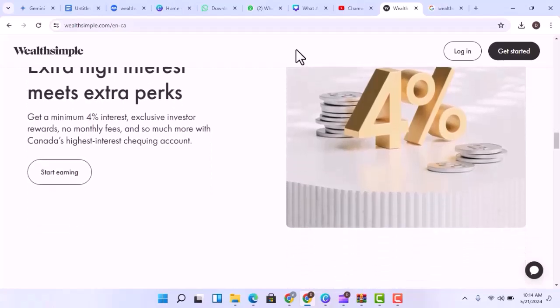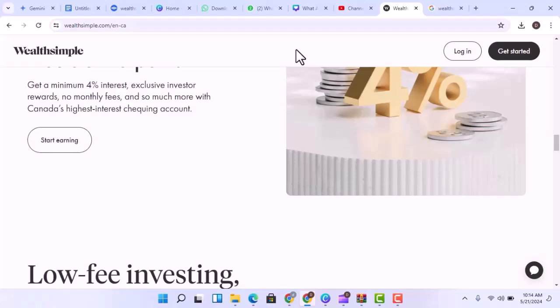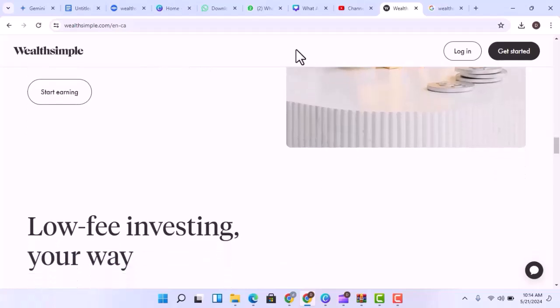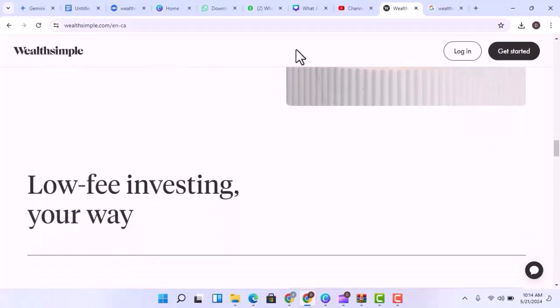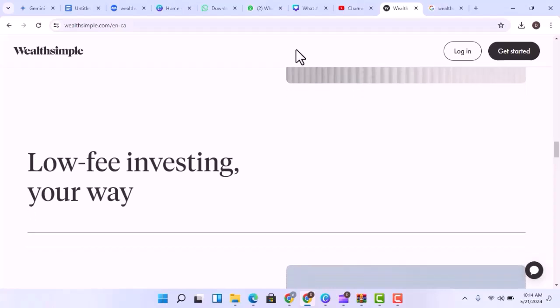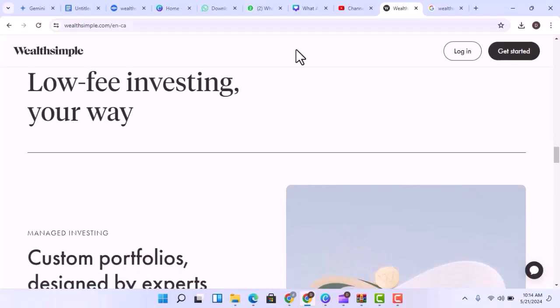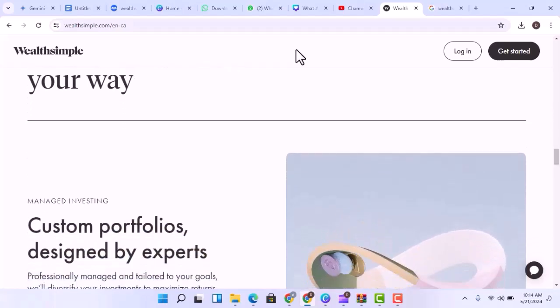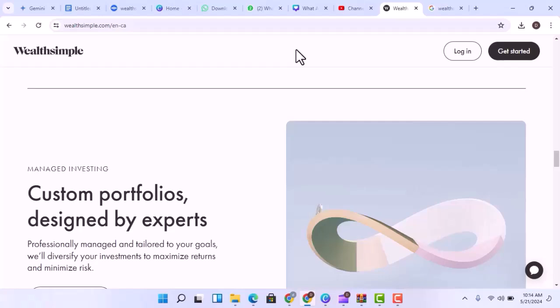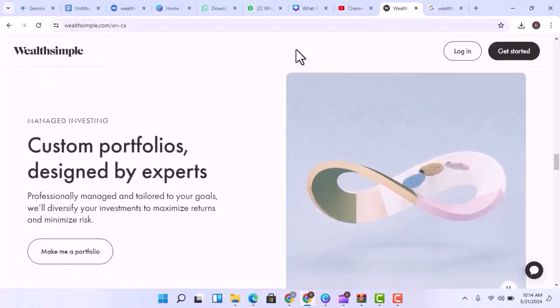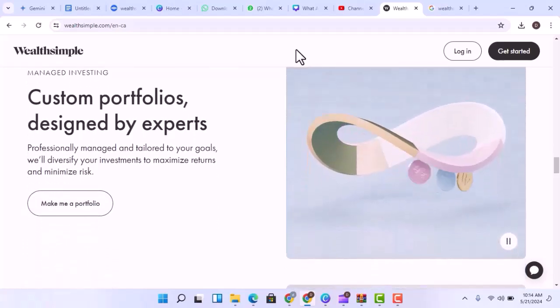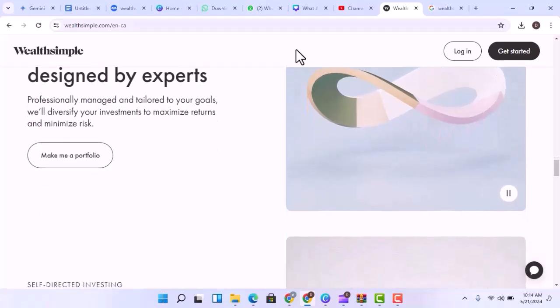There are two main ways you can do an account transfer. In-cash transfer. This option involves selling all your existing holdings in the other account, converting them to cash, and then transferring that cash to Wealthsimple. It's a straightforward approach, but keep in mind that selling your investments might trigger capital gains taxes depending on your situation.